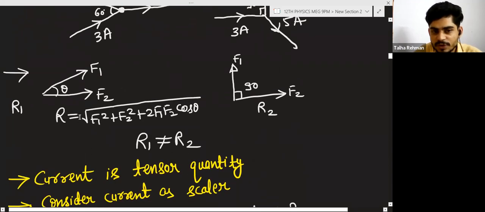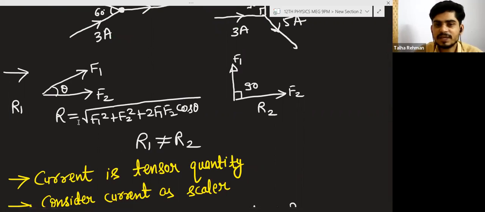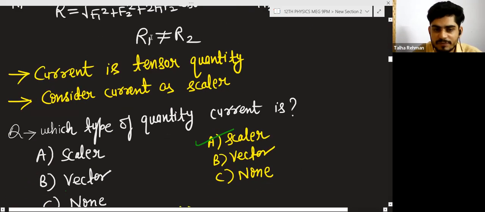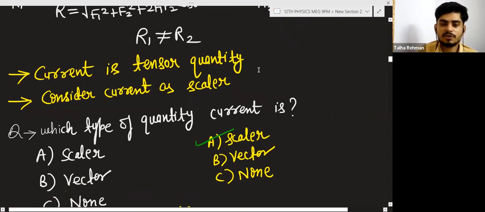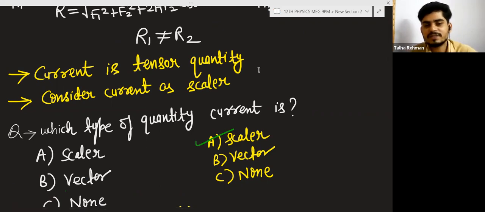And I have told you, in vectors, when you change the angle between two vectors, the resultant will change, but here the resultant is the same. So current is not a vector quantity. Current is a tensor quantity, and this tensor quantity is not a part of your syllabus, so you can consider current as a scalar quantity.